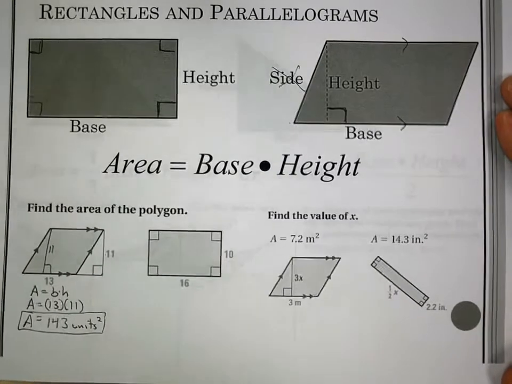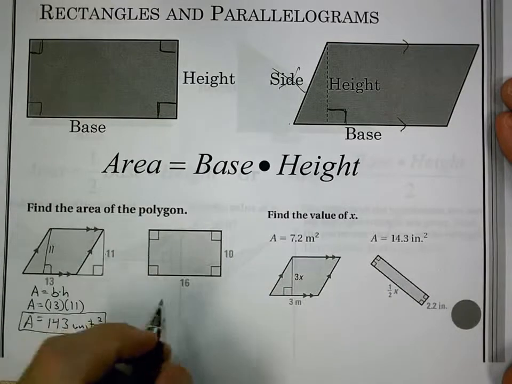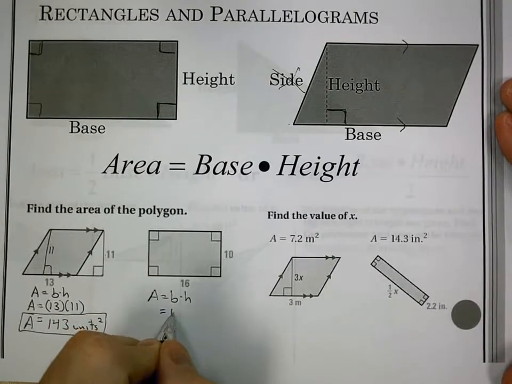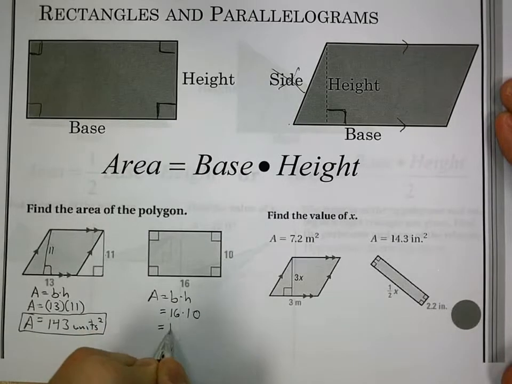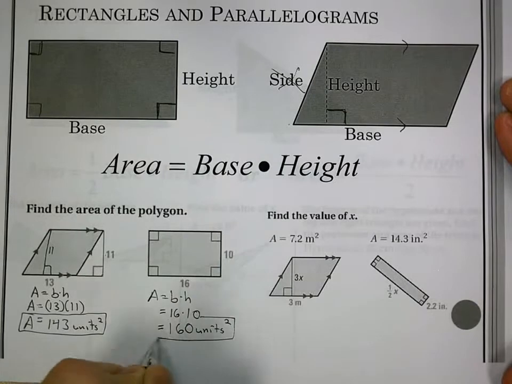Show all my steps, multiply, circle my answer, name the units. Next problem is a rectangle, so this is going to be area equals base times height. I have 16 times 10, which gives me 160 units squared.